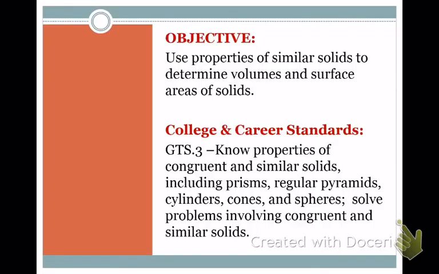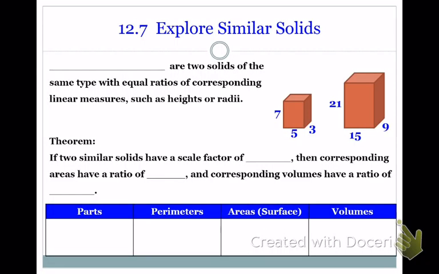So section 12.7, our objective is to use properties of similar solids to determine surface areas and volumes of solids. Alright, so similar solids are two solids of the same type with equal ratios of corresponding linear measures, such as height or radii.